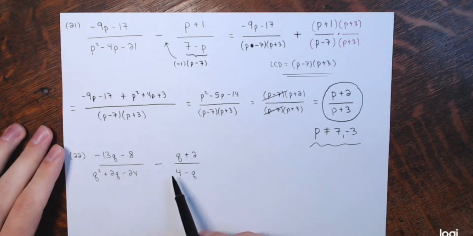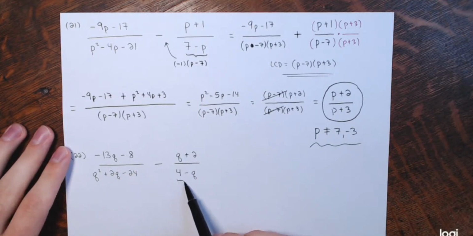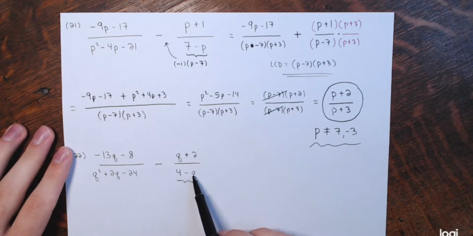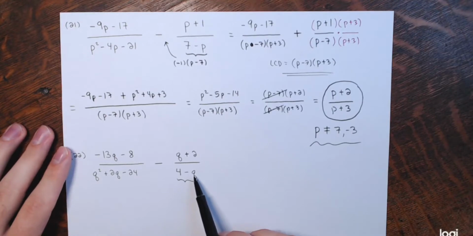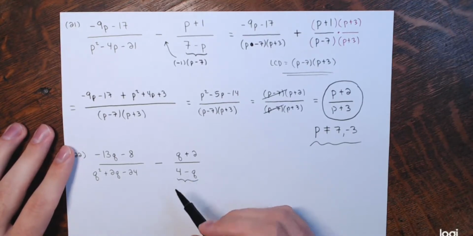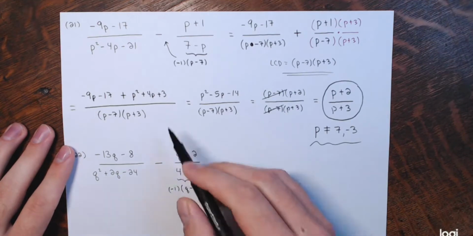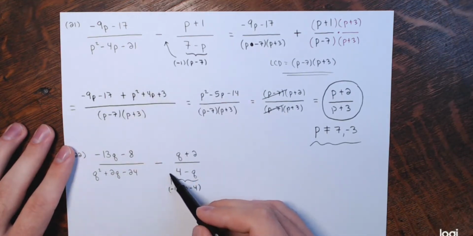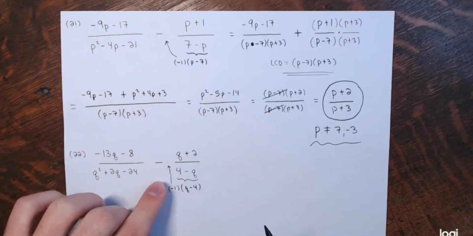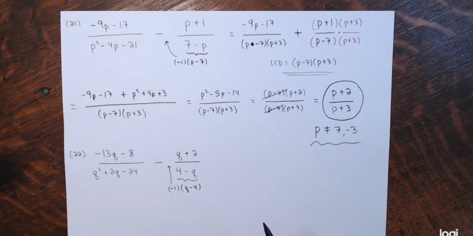Example 22, same setup here. One of these denominators has a negative lead coefficient, a negative number in front of the highest powered term with the variable. So I'll pull out a negative. Again, this 4 minus q is negative 1 times q minus 4. And just as with the previous problem, I could pull this negative 1 out front and make this minus negative 1, or turn the minus into a plus.